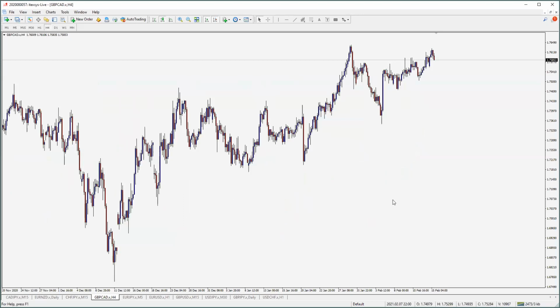So this is the 4H time frame. And in the 4H time frame, we might start to see something that looks like demand here. Let's go lower.